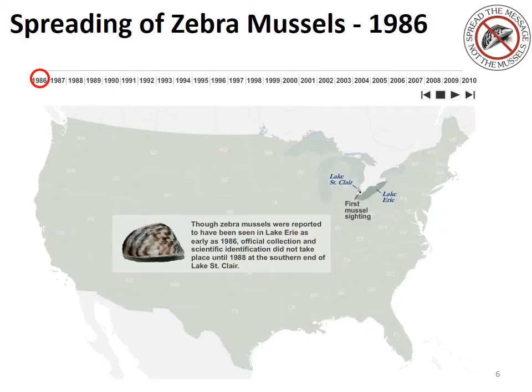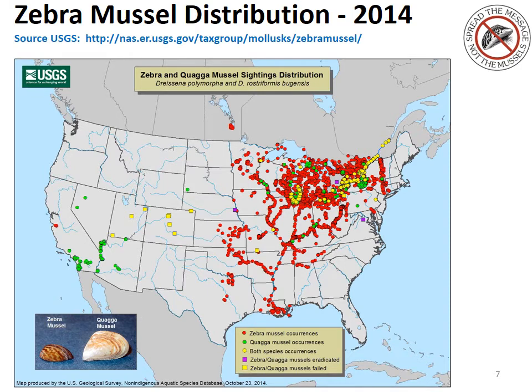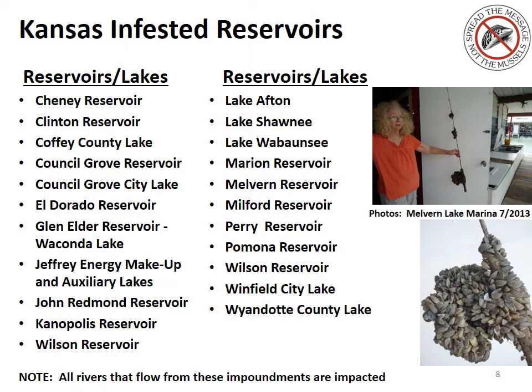Zebra mussels were first identified in Lake Erie in 1986. After the introduction, you can notice in 2014 they have spread dramatically through the United States. In Kansas, this is a list of reservoirs and lakes that have been infested. There are a total of 23 to date.